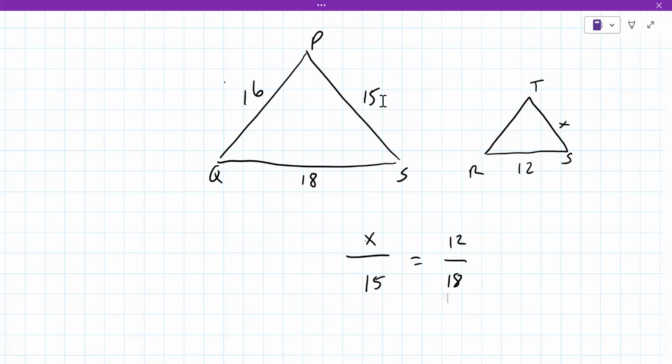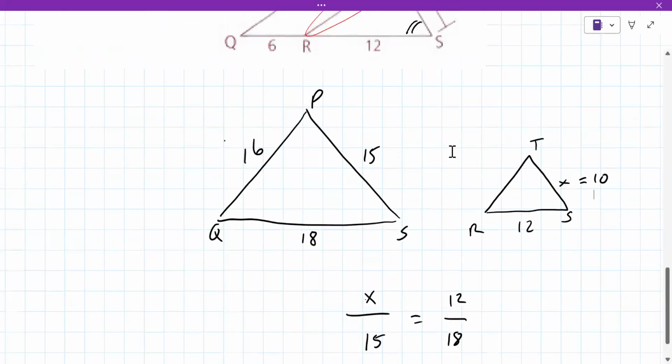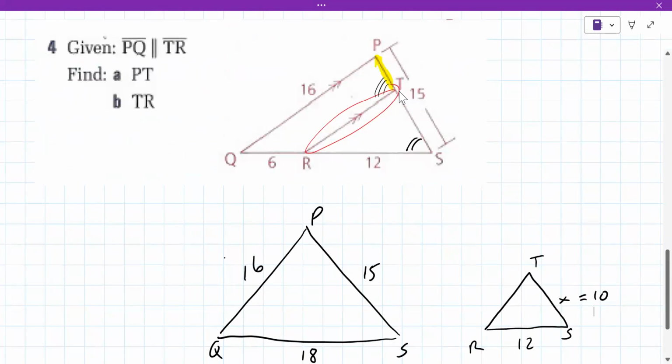Okay, so X equals 10 then. X equals 10. I agree. Now, we didn't actually need that value for the answer, but it helps us to find PT. If we know that TS is 10, then we know that PT, or TP, is 5. Yes, that's our first one there. Yeah, that makes sense.